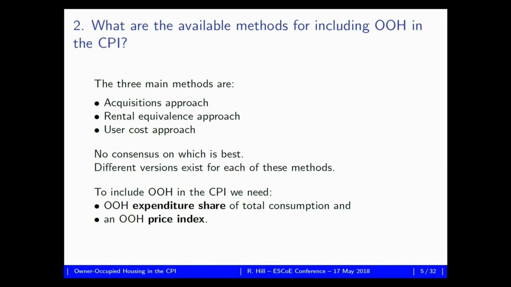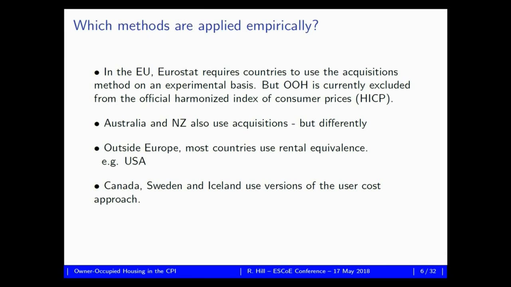So for each of these methods, the question is, how do you construct the OOH expenditure share, and how do you construct the price index? That's the question in each case. And who does what? In the EU, Eurostat currently excludes owner-occupied housing completely from the harmonised index of consumer prices, but since about 2004, there have been plans to include owner-occupied housing, and the decision was made to do it using the acquisitions method.